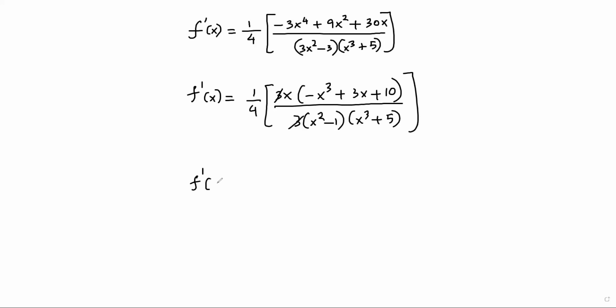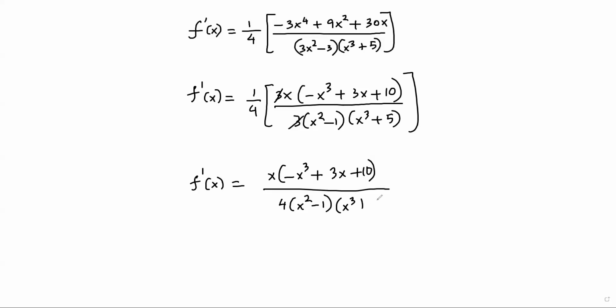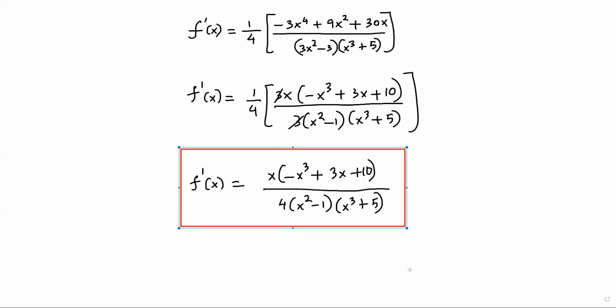So the next step is f prime of x is equal to, I can multiply this 1 and the stuff I have here, so I'm getting x times (−x³ + 3x + 10). Here I can multiply this 4 and the stuff over here, so I'm getting 4 times (x² − 1) times (x³ + 5). Okay, now I got the derivative of the given function, f prime of x.